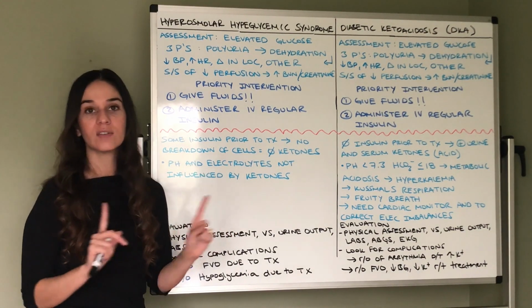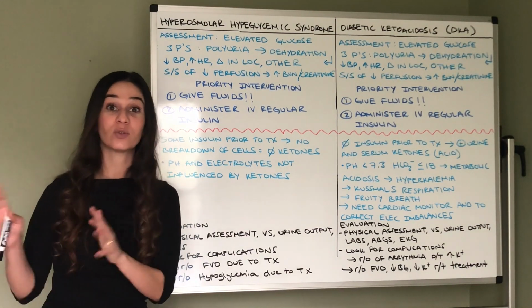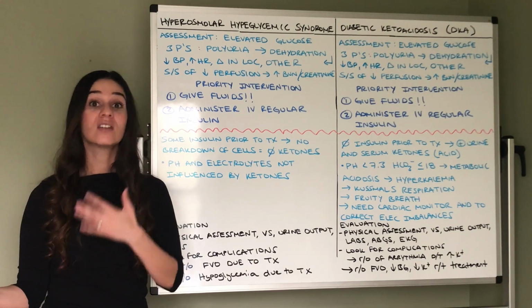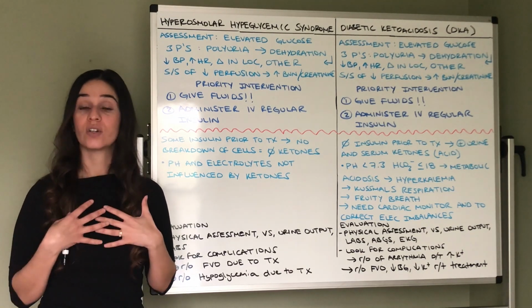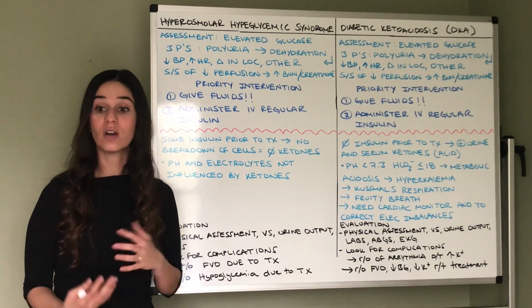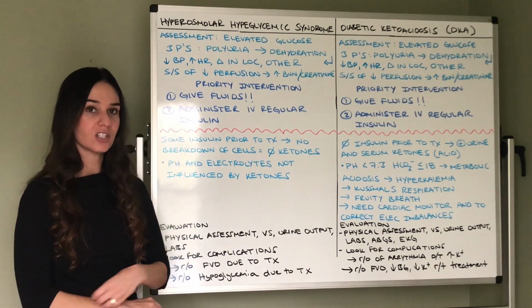But we could have given so many fluids that we threw them into fluid volume overload. So look for that complication as well when you're evaluating. Do you start to see JVD? When you're auscultating their lungs, are there any signs of crackles or fluid volume overload? So look for those complications.